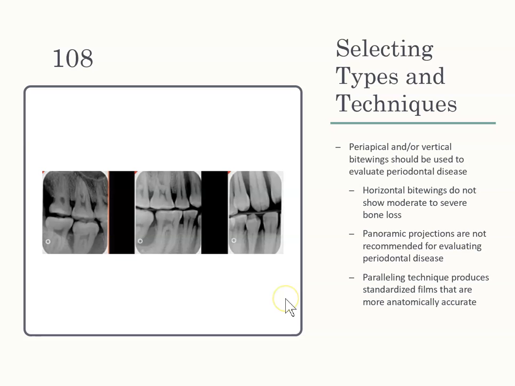When you have bone loss, you might be prescribed vertical bite wings, so that we can see the bone level. Horizontal bite wings don't show moderate to severe bone loss. They might show the early bone loss, but vertical bite wings will show severe and even moderate bone loss. PANs are not good for evaluating periodontal disease. Paralleling is good though. PAs are good because PAs can look at the entire bone. So PAs and vertical bite wings are good.